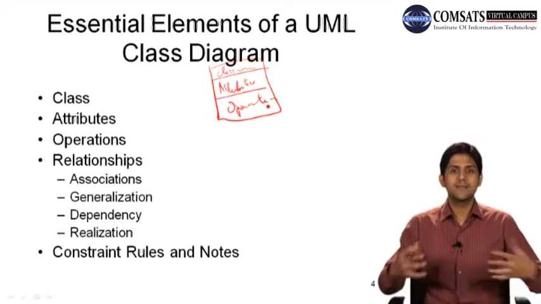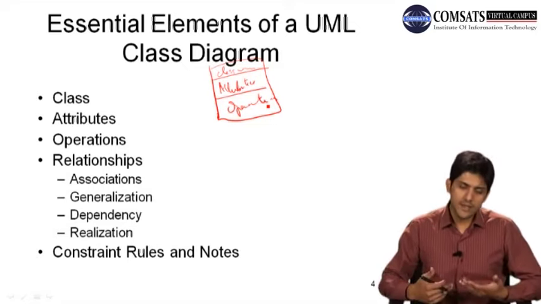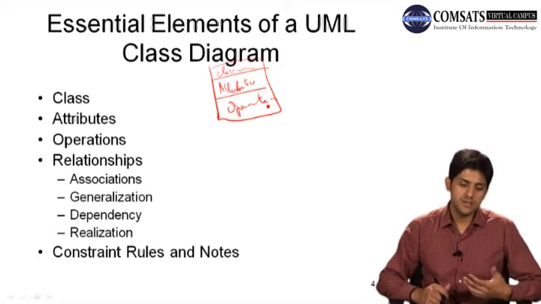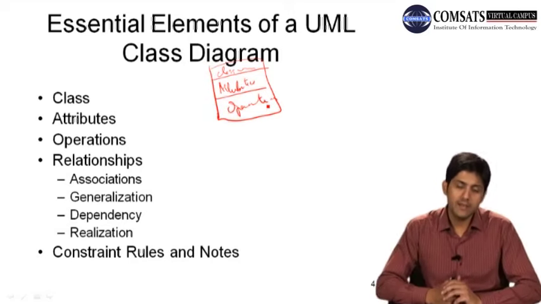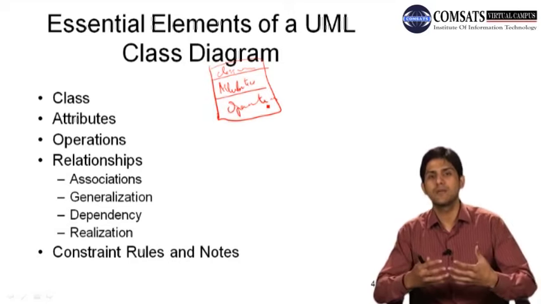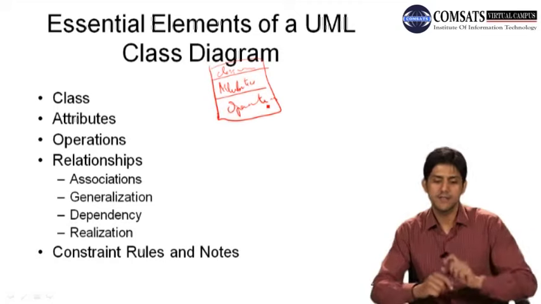But when we are saying a class diagram, the different classes are linked to each other. Those links or relationships are categorized into the following things. They can either be associations, generalization, dependencies, or realization. We'll see what they are, and then there can be some constraints or rules, and we can also attach notes to different classes. So these are the different things that we can have in a UML class diagram.